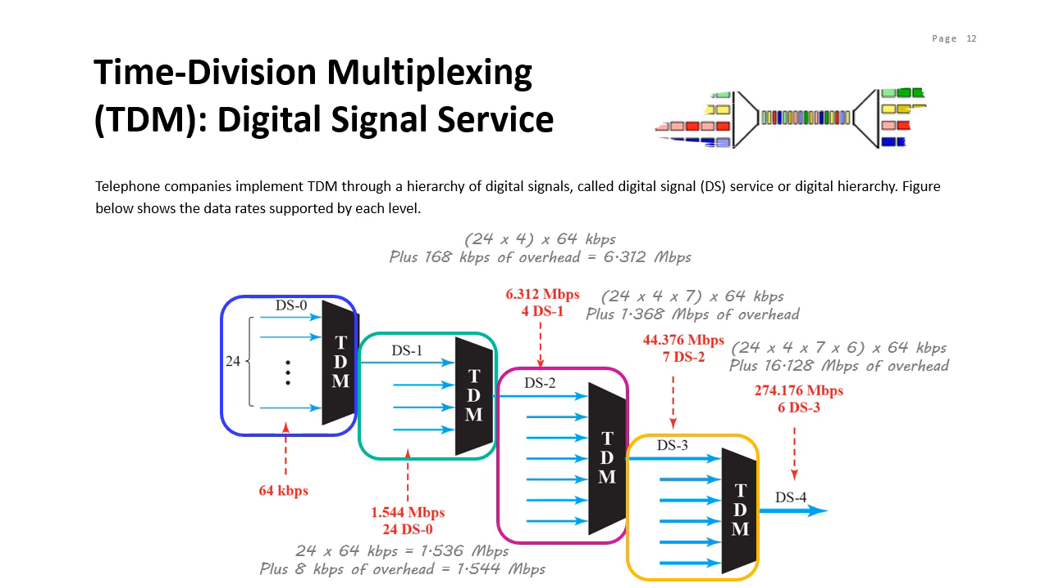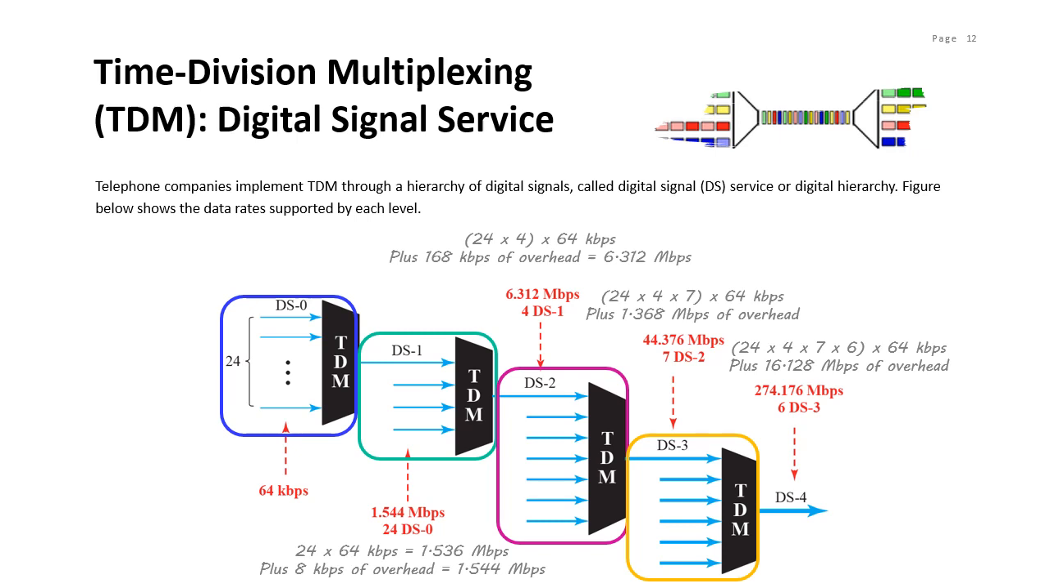Then we have the DS4. It is a 274.176 megabit per second service. 274.176 megabit per second is from 4032 times 64 kilobit per second plus 16.128 megabit per second of overhead. The rate is chosen to provide extra bandwidth for the DS3 bit stuffing and the DS3 overhead bits. The DS3 overhead bits provide alignment, error checking, in-band communications, and bit stuffing control information.